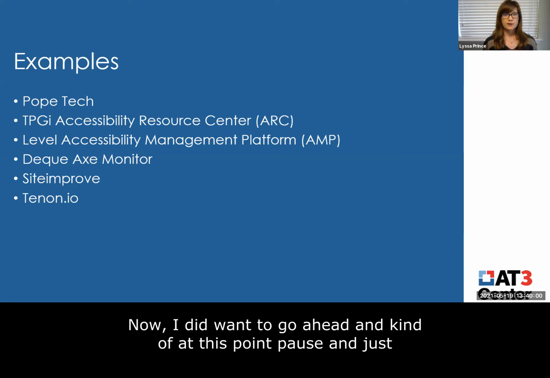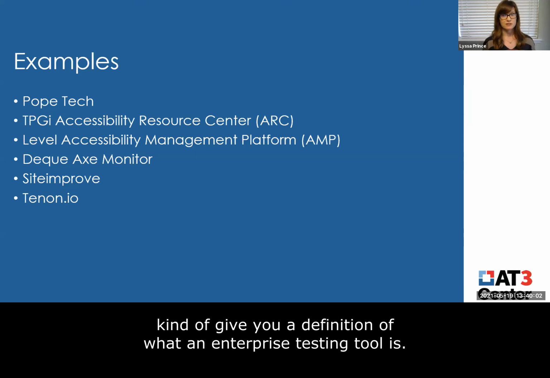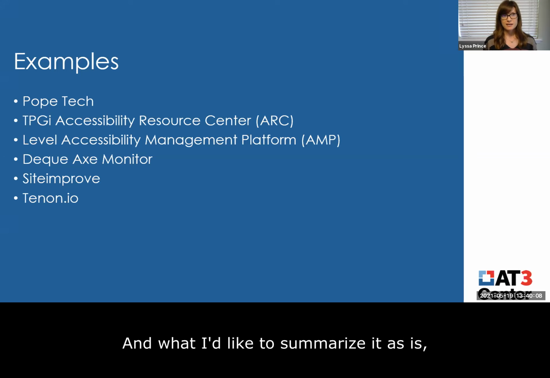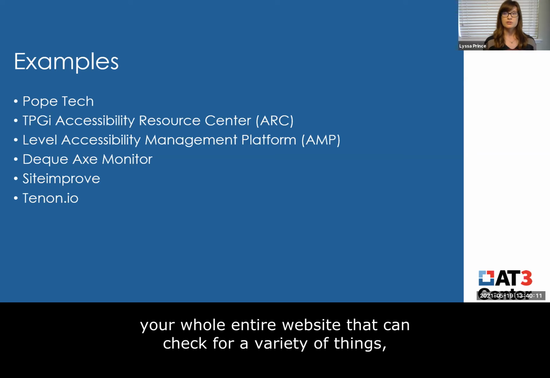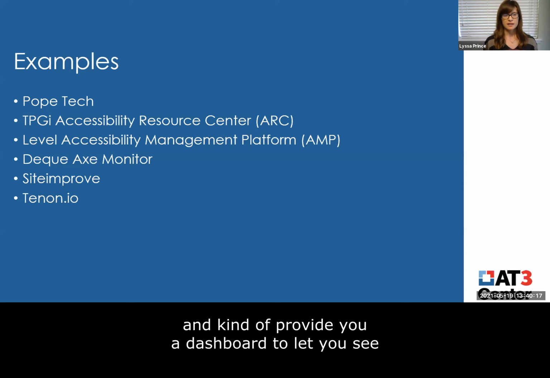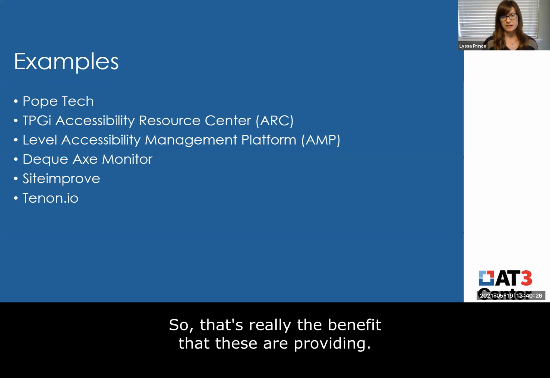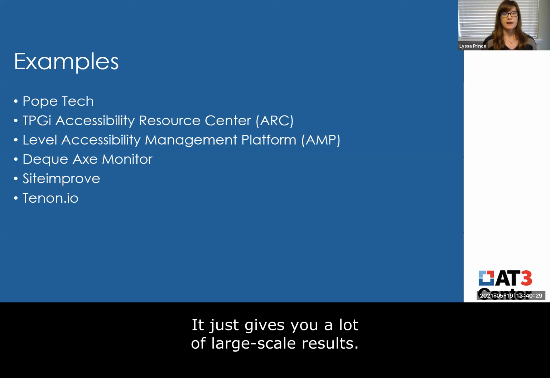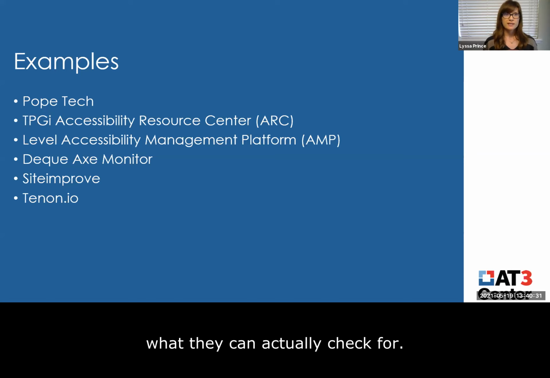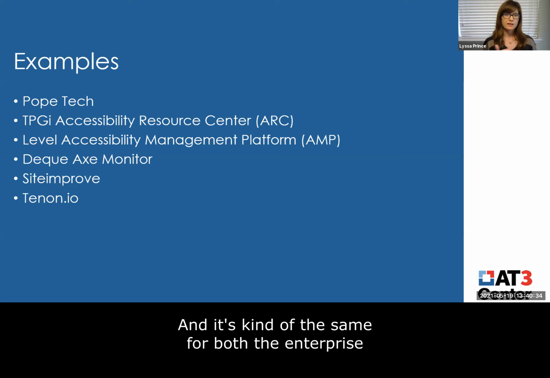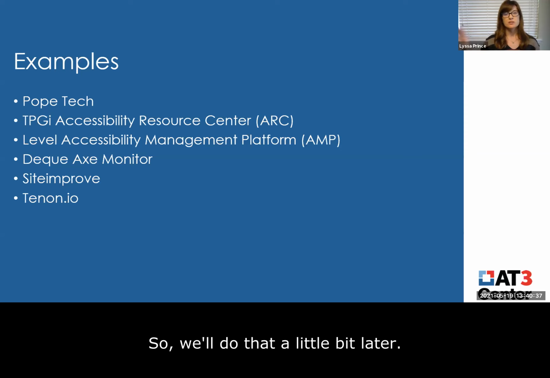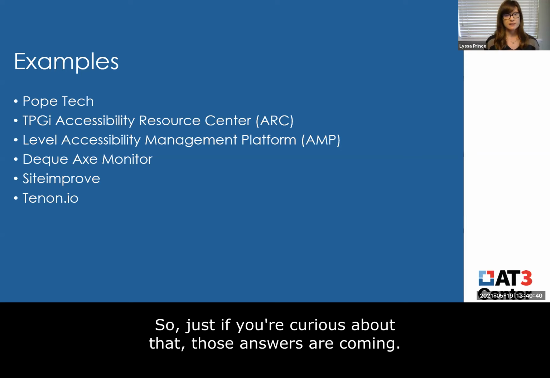Now, I did want to go ahead and at this point pause and give you a definition of what an enterprise testing tool is. What I'd like to summarize it as is a tool that can run across your whole entire website, that can check for a variety of things and provide you a dashboard to let you see how the accessibility of your site progresses. So that's really the benefit that these are providing. It just gives you a lot of large scale results. And we'll talk through a little bit about what they can actually check for. It's kind of the same for both the enterprise tool and the single page checkers. So we'll do that a little bit later. If you're curious about that, those answers are coming.